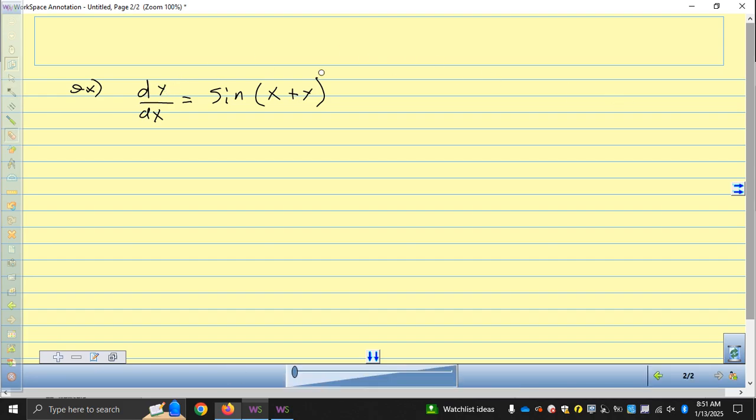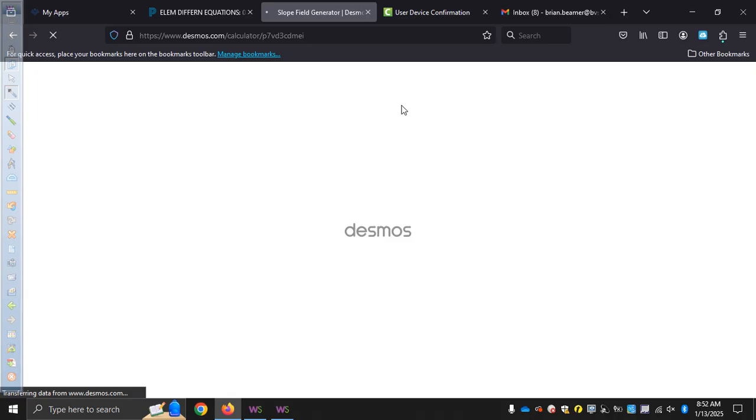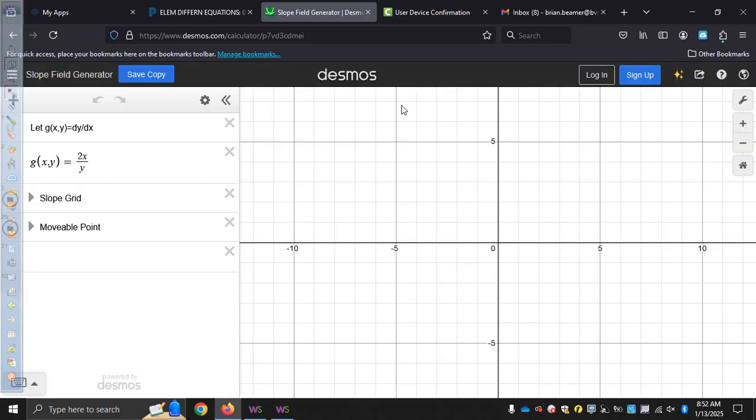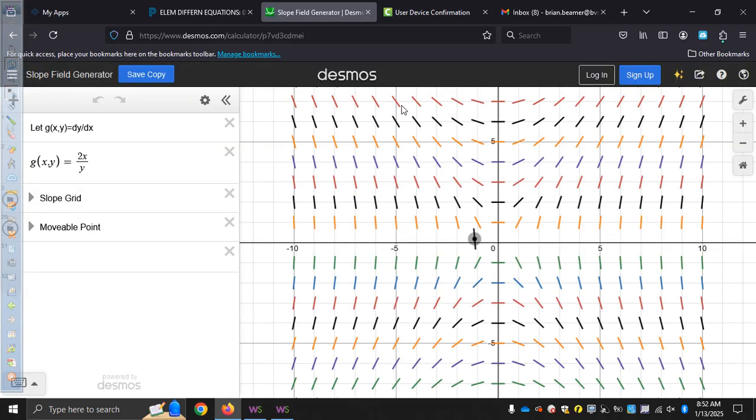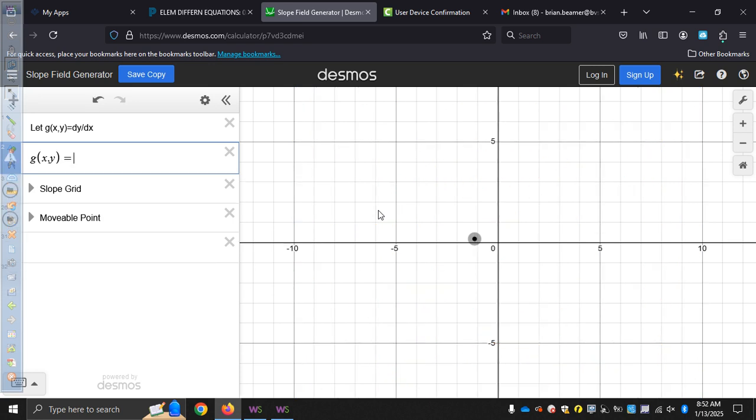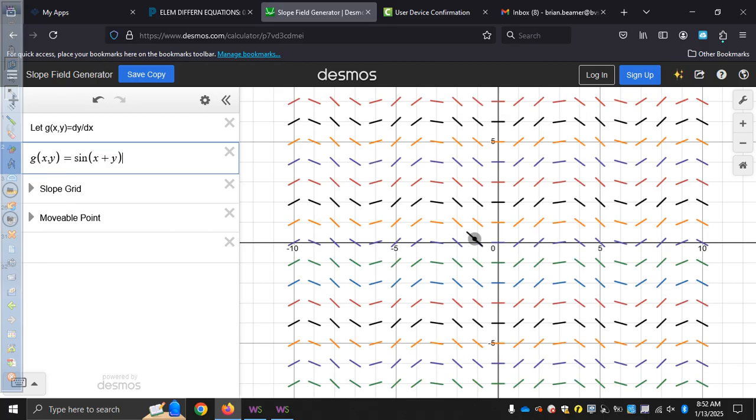A little later in the chapter, we will learn how to solve a differential equation like this. But we want to look at a slope field. So I'm going to go to my slope field calculator. And it comes set up with a default equation in there, dy dx is 2x over y. I'm just going to change this to sine x plus y. And there's our slope field.